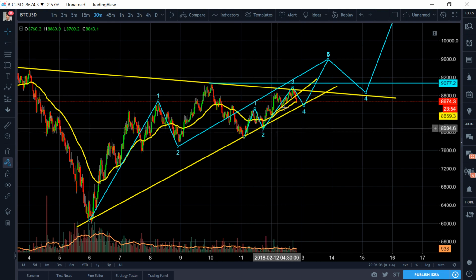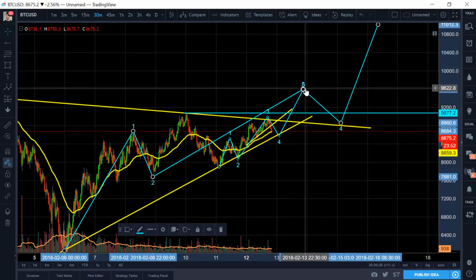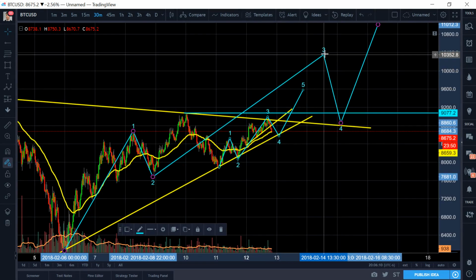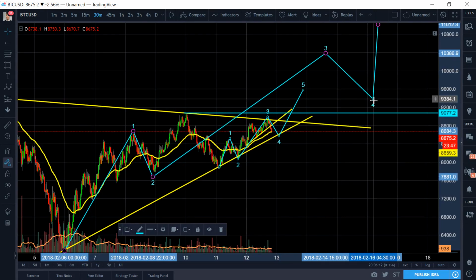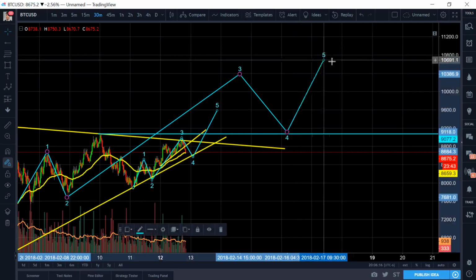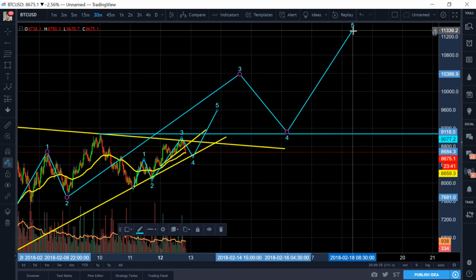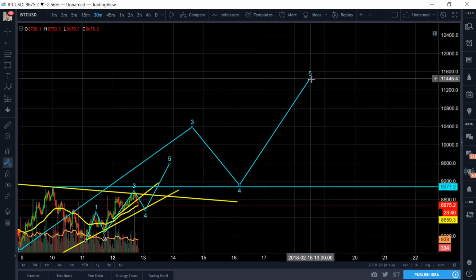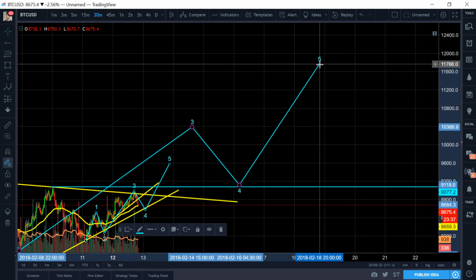Now, what is this? 1, 2, 3, 4, 5. Oh, I drew it wrong actually. There could be one more, right? If that was a bullish count, and then this point right here is the weekly candle close, and this is where I get my 11,670 scenario from, right around here.